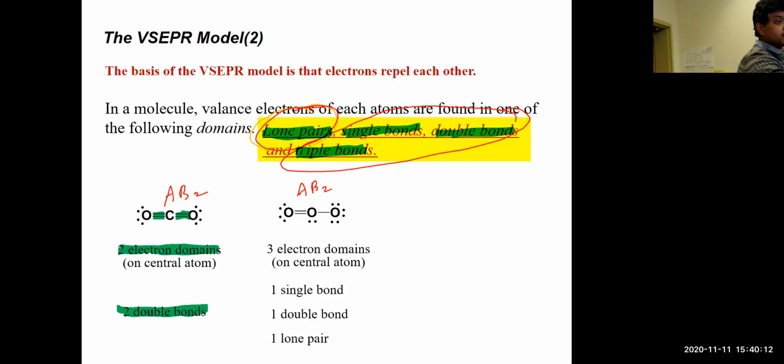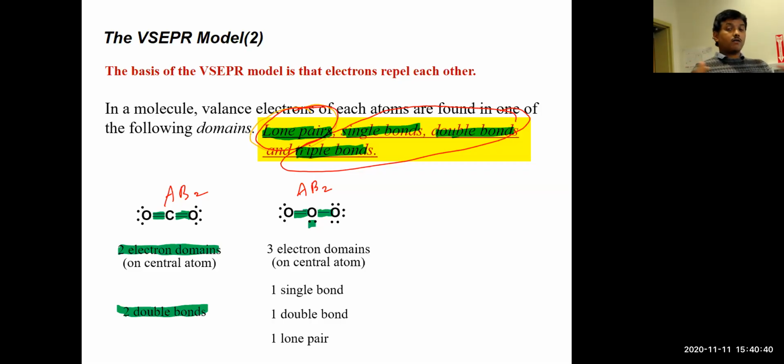The central oxygen has one electron domain with the oxygen on the left, another electron domain with the oxygen on the right, and a third electron domain in the form of a lone pair. So the central oxygen atom here has three electron domains. Let me highlight that again. That is how you need to identify it. You need to identify how many electron domains there are.